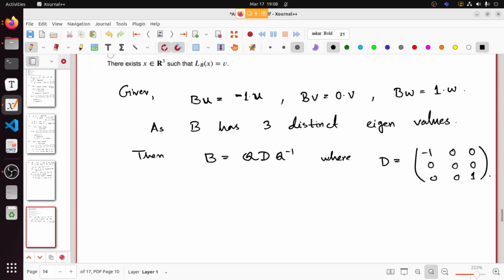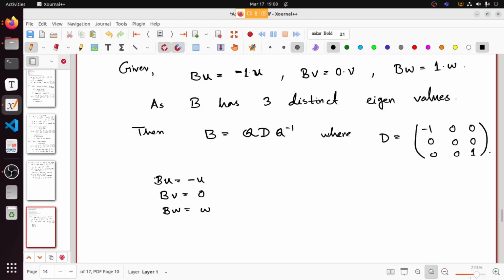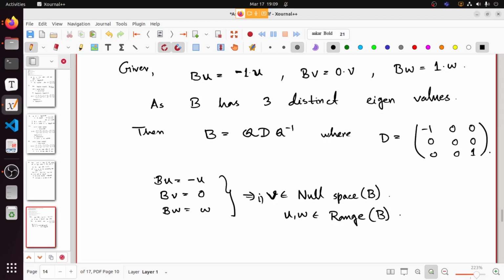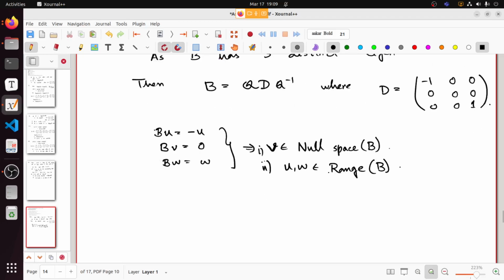So note that, basically what it is doing, BU is mapped to -U, BV is mapped to the 0 vector, and BW is mapped to W. And all these are linearly independent, right? From here you can easily check that V belongs to the null space of B. This is one observation, and what you can see is that U and W belong to the range of B, right? These are the two observations we can see.